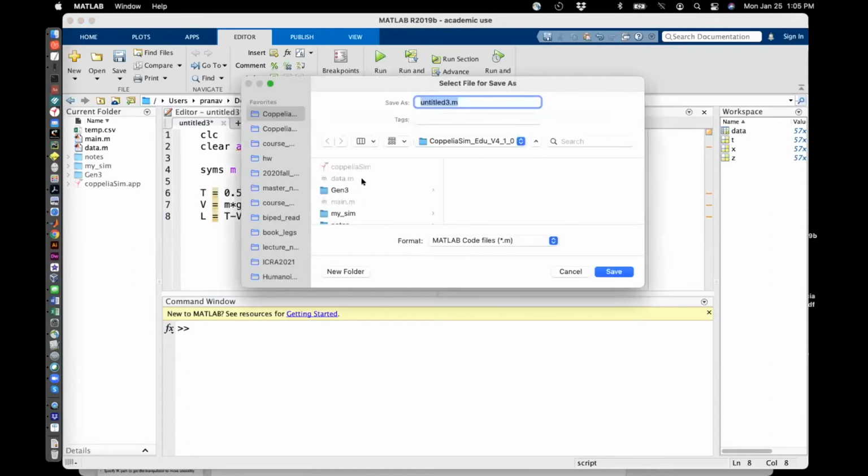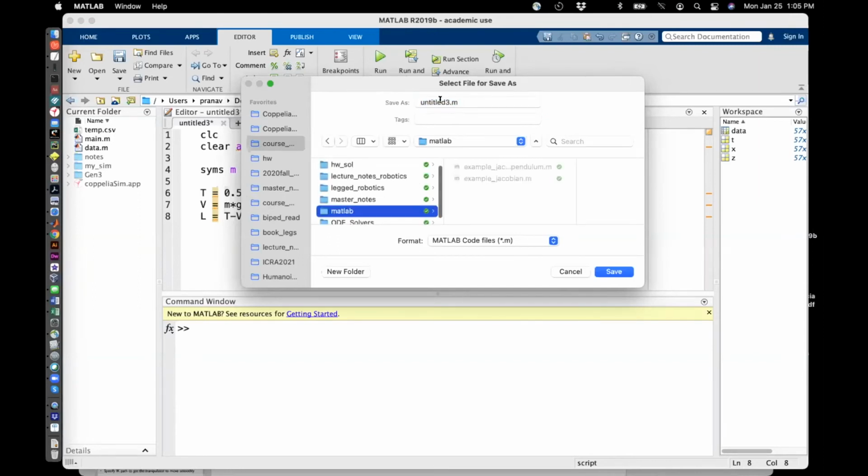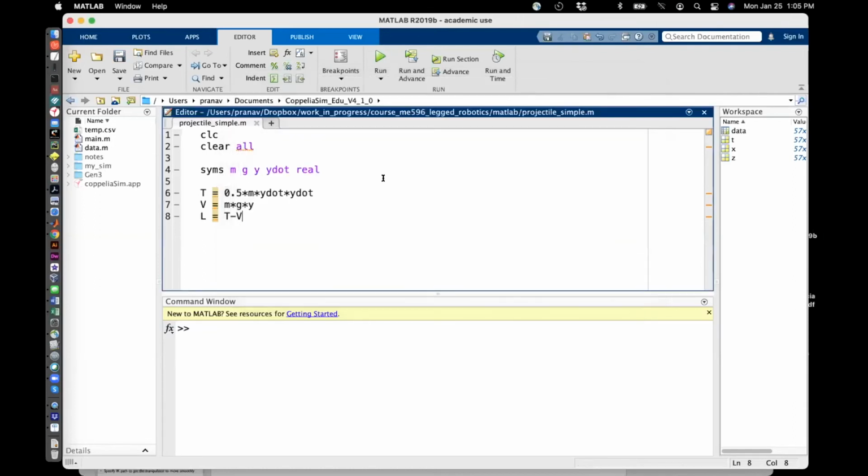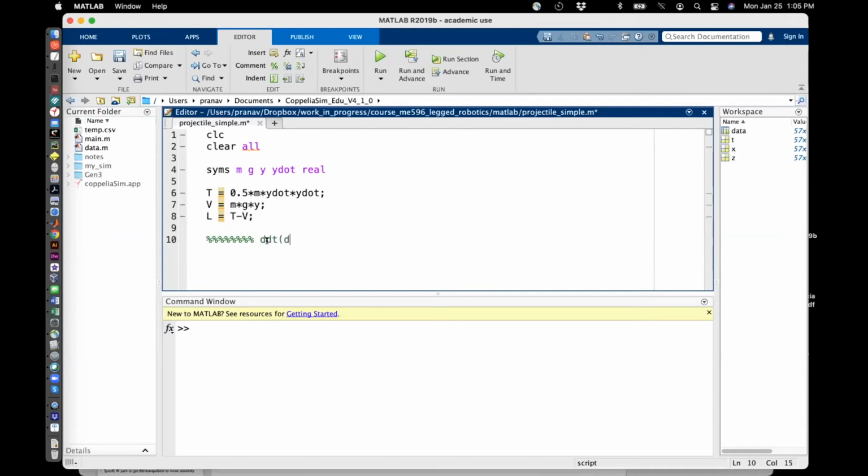We save this as projectile simple. Okay. Now let me comment these things out. Now let's define the equation. That's going to be d/dt of dL/dy dot minus dL/dy equals 0. Okay, so I'm going to define that now.